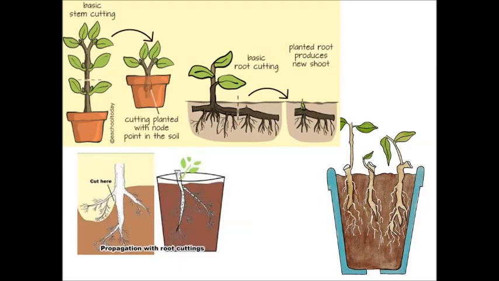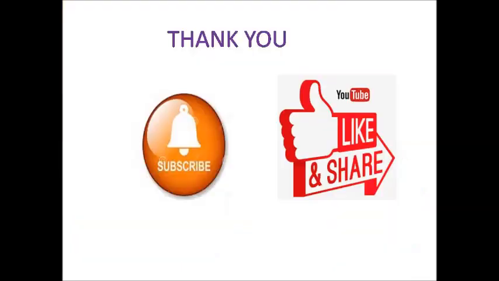First, basic stem cutting. Afterwards, it is planted, with the node planted in soil. After that, a basic root is cut from the middle and planted.